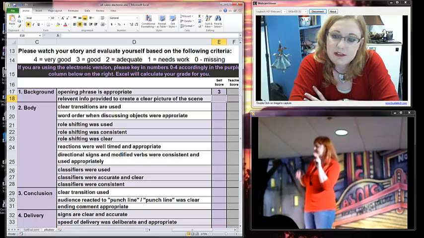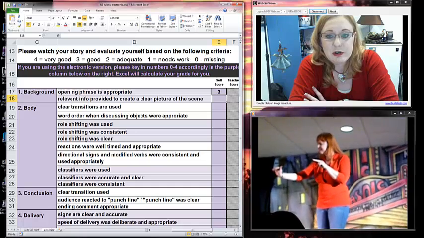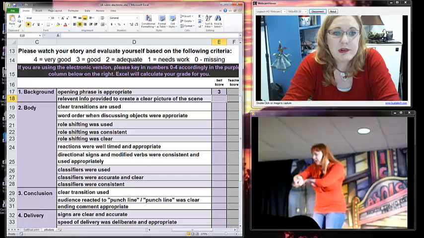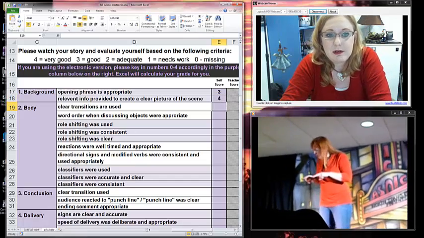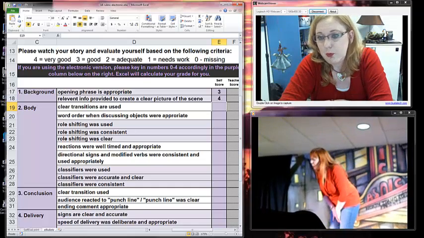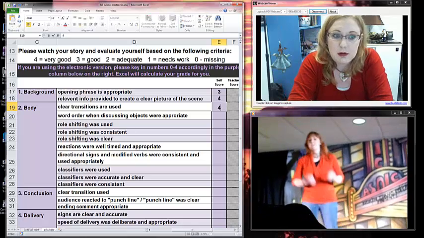There are some classifiers that I'm using. I have a pretty clear picture of what's going on and who's doing what. I would say it's a pretty clear setup, so I'm adding that. Was there a clear transition between when I was starting and when I'm doing it? Yeah, I'd say that it was appropriate.